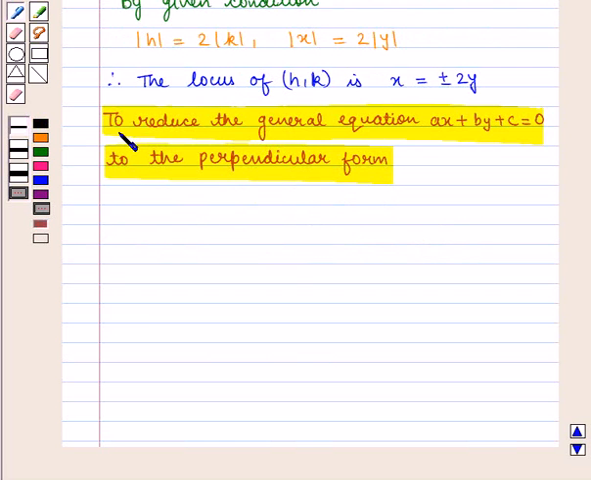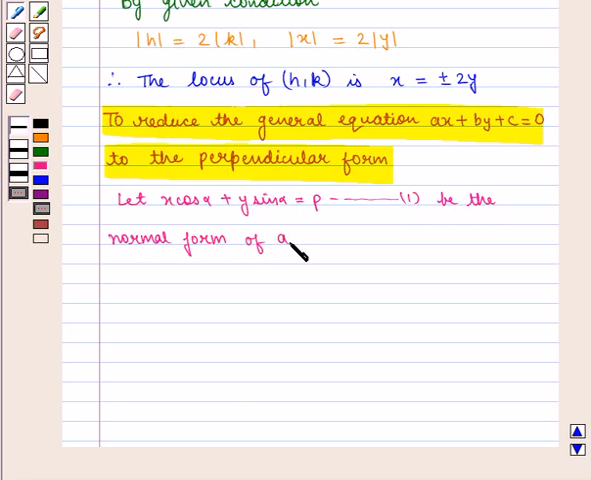Now we shall discuss how to reduce the general equation ax plus by plus c is equal to 0 to the perpendicular form. Let x cos alpha plus y sin alpha is equal to p, mark this equation as 1, be the normal form of ax plus by plus c is equal to 0, mark this equation as 2. Then equation 1 and equation 2 represent the same straight line.